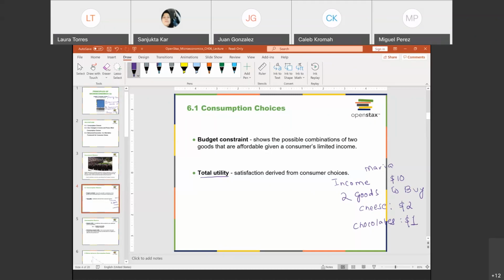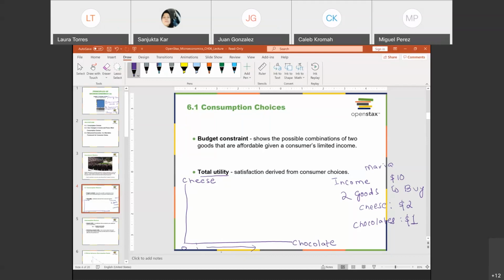Now, what I'm going to do next is draw a two-quadrant graph. I can have cheese on the vertical axis or chocolate on the vertical axis. That doesn't really matter here. Let me just put cheese on the vertical axis and chocolate on the horizontal axis. The numbers are increasing from left to right on the horizontal axis. We all know that. On the vertical axis, we go from bottom up.